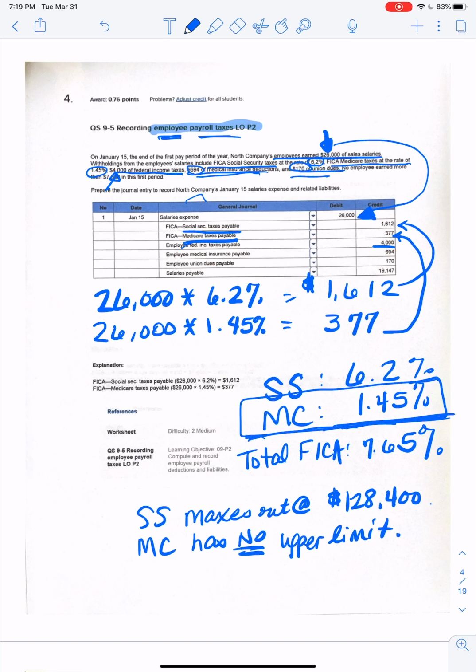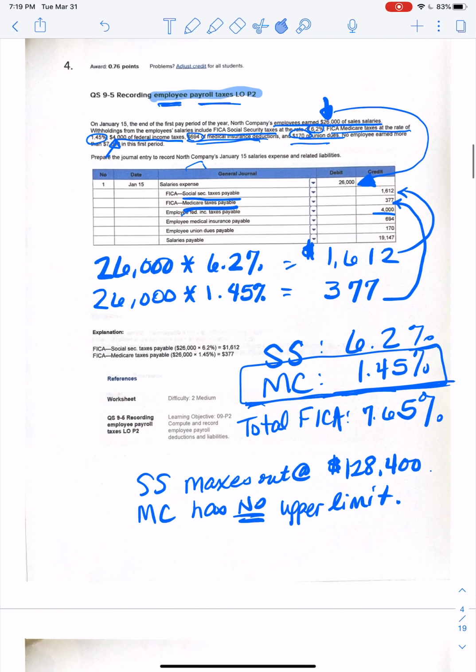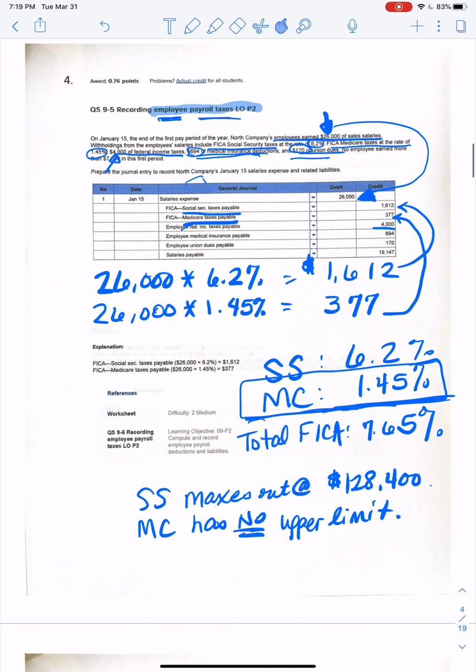So if you make a significant amount of money, it's very possible this Medicare tax is actually the bulk of those two tax items that you'll pay. So just be aware of that. Even though the rate is lower, there is no upper limit on your Medicare taxes. Okay, and that's all that there is on this question. Okay, so not too bad.